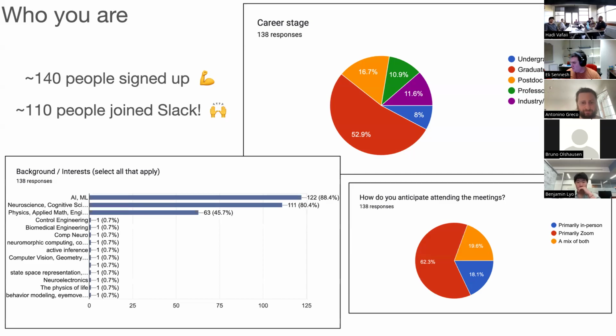And this is your background and interest. Most of you are from an AI, ML background, the second largest group is from neuroscience, and then physics is the third. But the thing that is interesting is that most people clicked on more than one option, which means this is an interdisciplinary group. That's our strength, and we want to play to that strength.